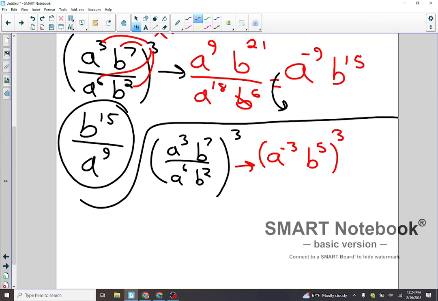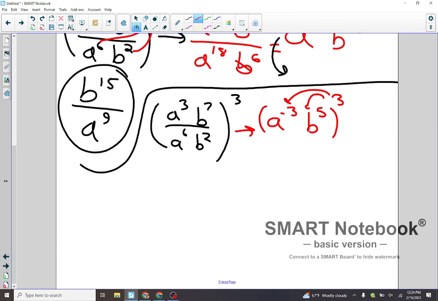So I subtract first this time. From there, I'm going to distribute the 3. So sometimes this is nicer because you're doing less distribution. So that's going to be -3 times 3 is -9. And b 5 times 3 is b to the 15.